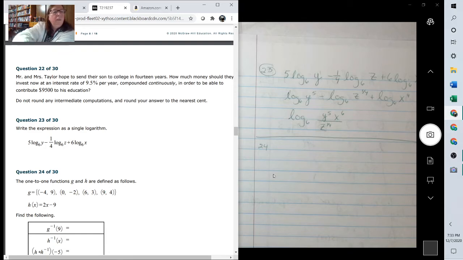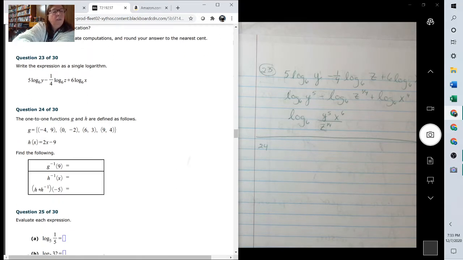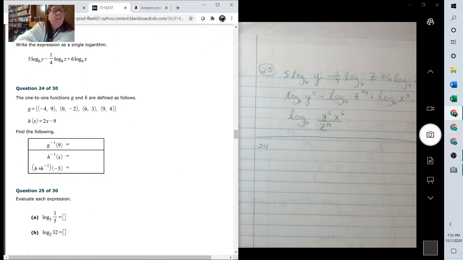The one-to-one functions g and h are defined as follows. Okay.